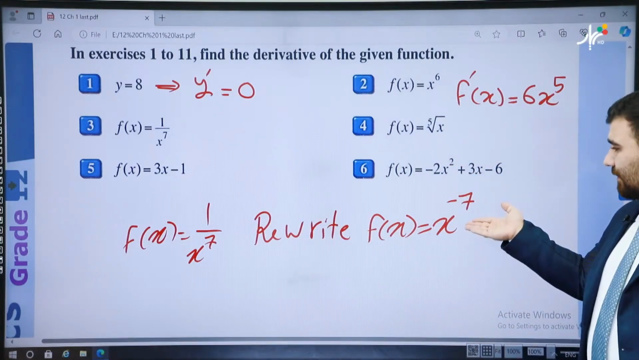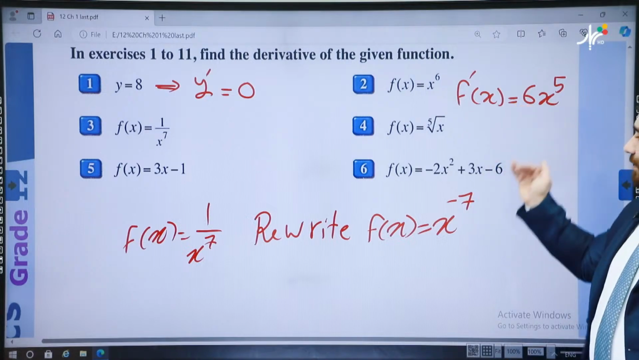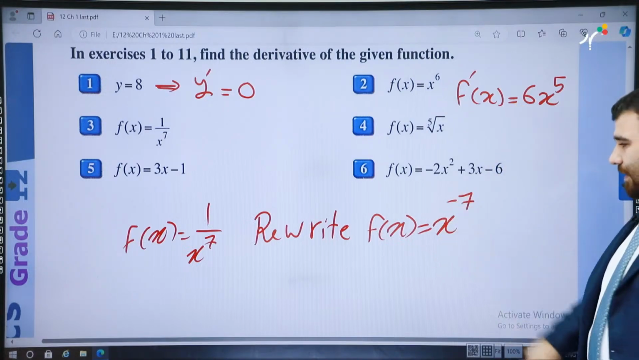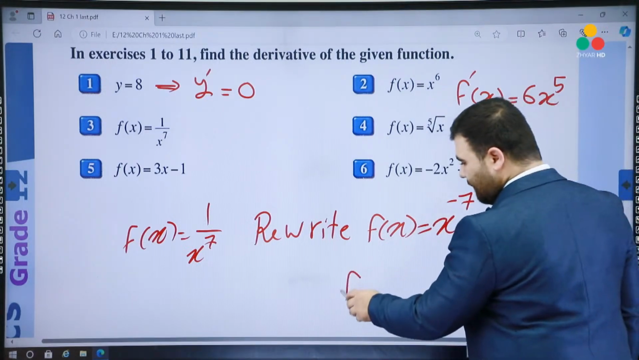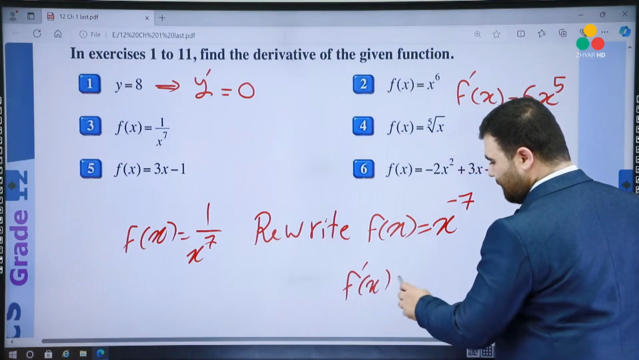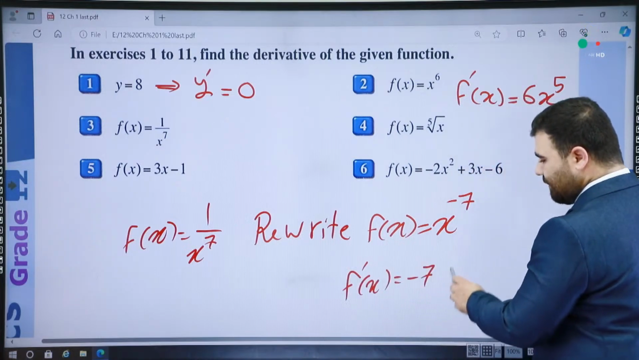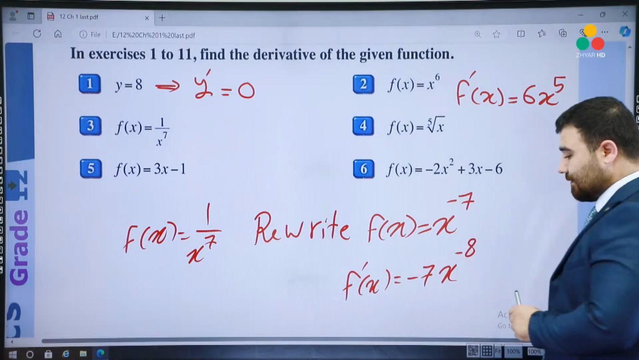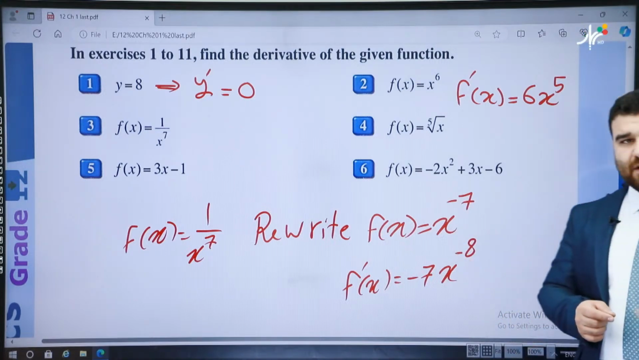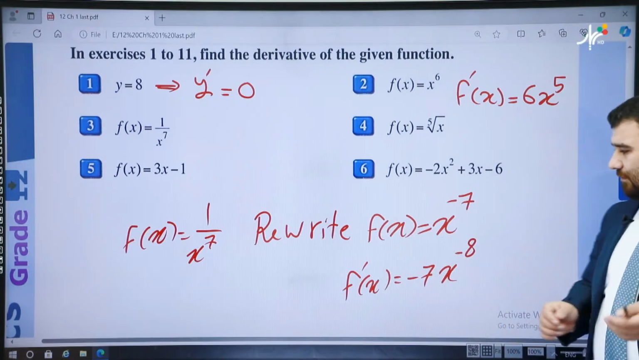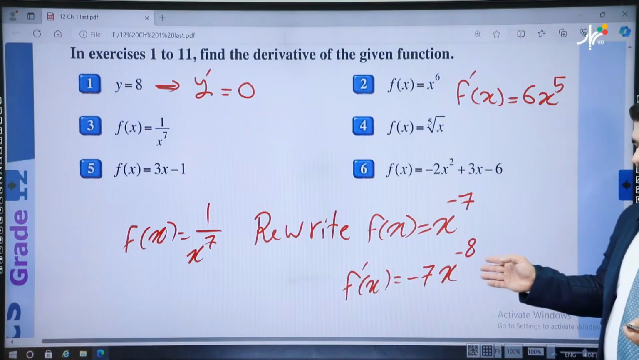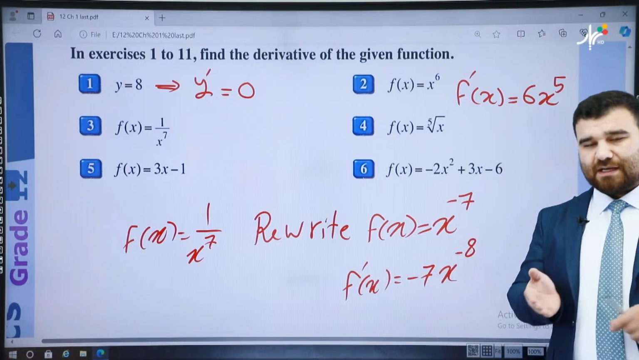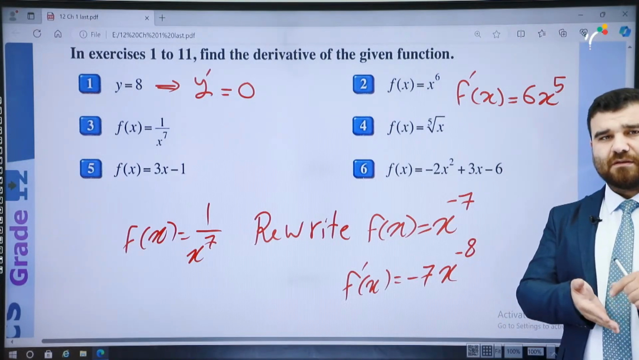Now finding the derivative of this: the power goes to the front, power minus 1. Then f prime of x is negative 7 x power negative 8, from power minus 1. You have a calculator. Never let these mistakes happen. You have a calculator. Write in your calculator negative 7 minus 1.